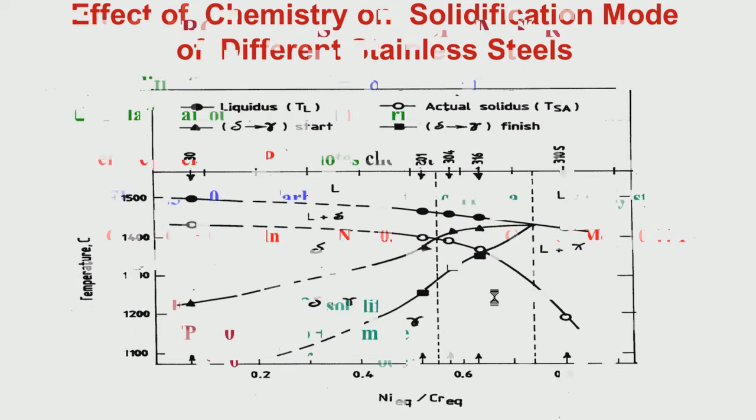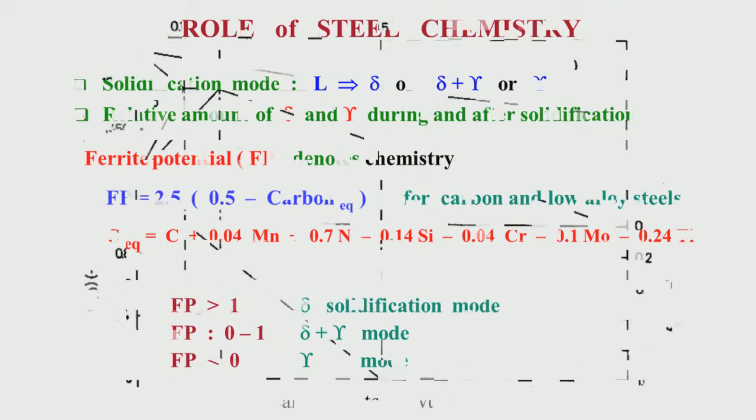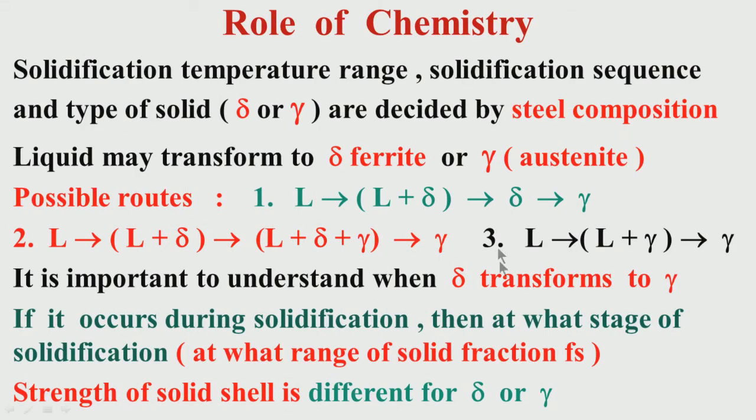So, I have tried to explain the role of chemistry: what the solidification temperature range is, how the solidification sequence will change with chemistry, what types of solids, delta and gamma, form during solidification, and even at temperatures lower than solidification these relative proportions may change. The chemistry will dictate how the solidification takes place and what the relative proportions are during and at temperatures lower than solidification. So, there are 3 possible routes: liquid going to liquid plus delta, then delta, and then gamma. This is the situation for carbon less than 0.1. Another is liquid going to liquid plus delta, then liquid plus delta plus gamma, then gamma. This is the situation for a carbon content between 0.1 and 0.5.